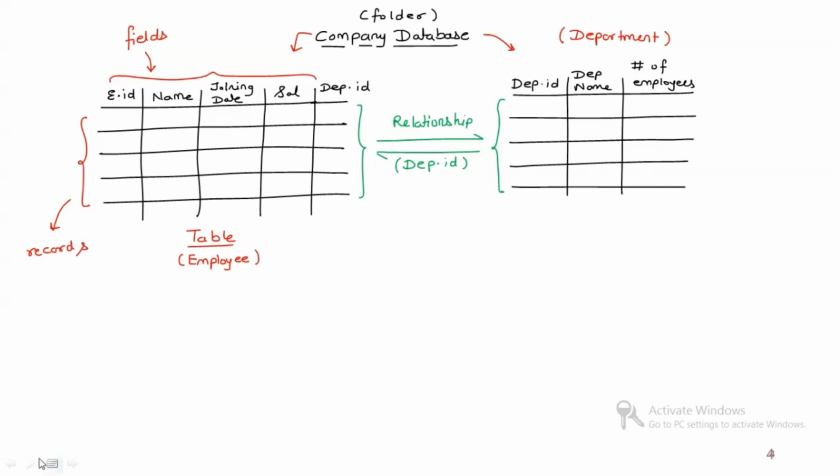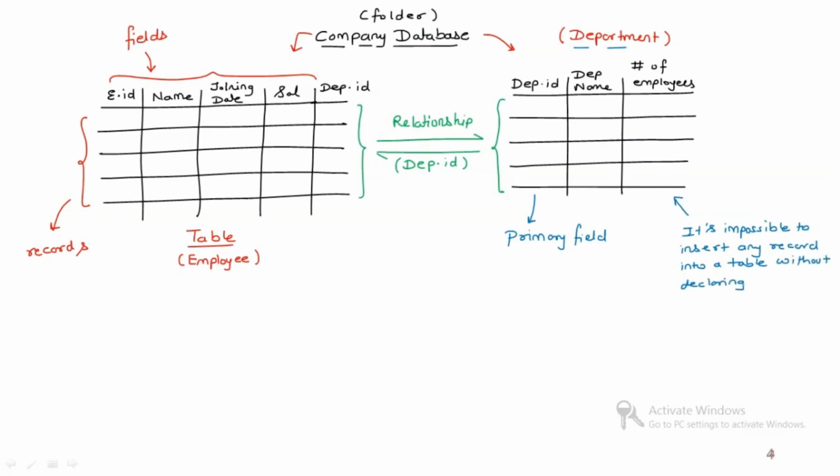Now this particular department ID has a special name. In the department table, this field department ID is known as the primary field. Why is it known as a primary field? Because if I have to input any record in this table, I cannot do that without having a department ID. So it's impossible to insert any record into a table without declaring a primary field.